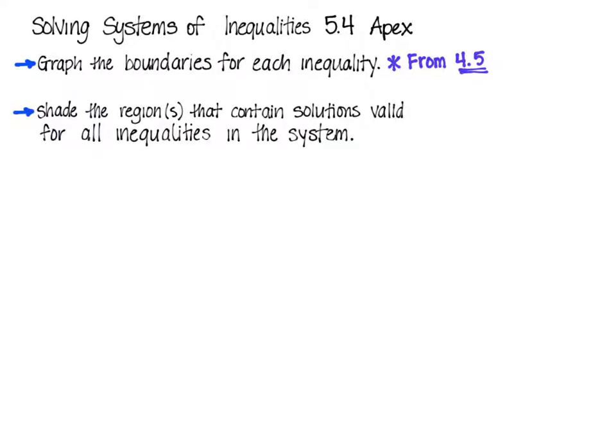The idea for the system is you're going to shade the region that contains the solutions valid for all inequalities in the system, which means where the shaded regions overlap. So when you're graphing an inequality, you're going to have shaded regions. When you have a system, you're going to have more than one shaded region, and we're interested where the shading overlaps. So here's an inequality.